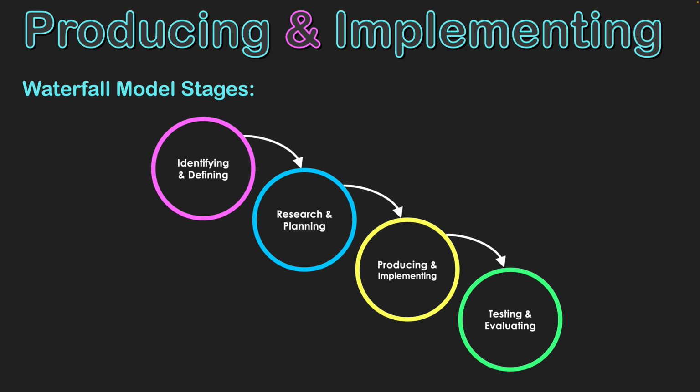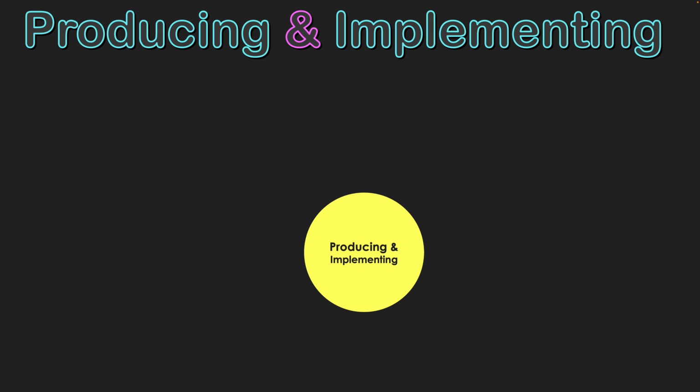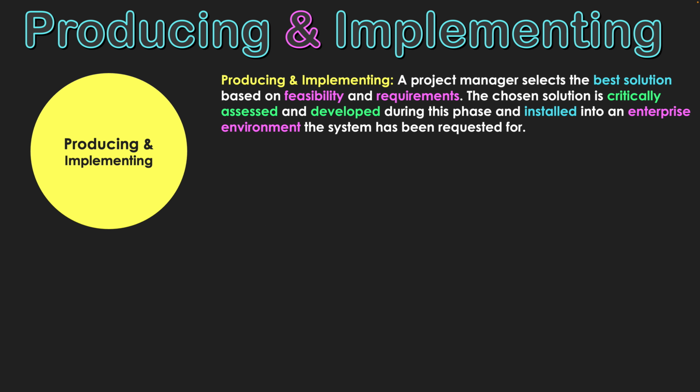Developing an enterprise project, producing and implementing. So we're looking at the waterfall model here once again, and the stage we are looking at right now is producing and implementing. The stage now when we're building a system and going to be installing it into the enterprise we've been developing it for. So let's take a look at what the actual focus of this stage is.